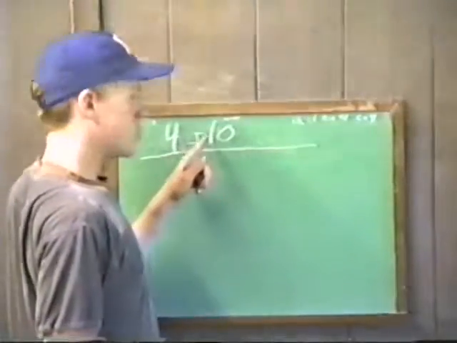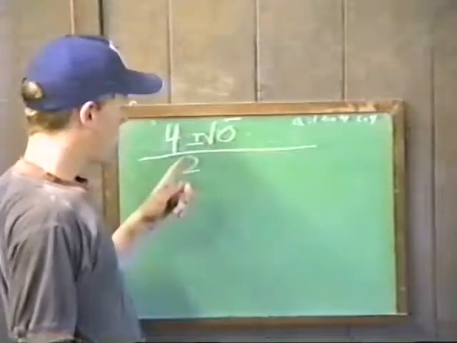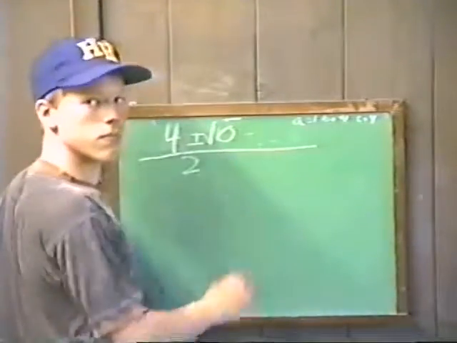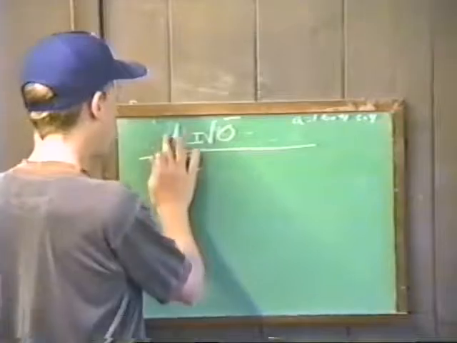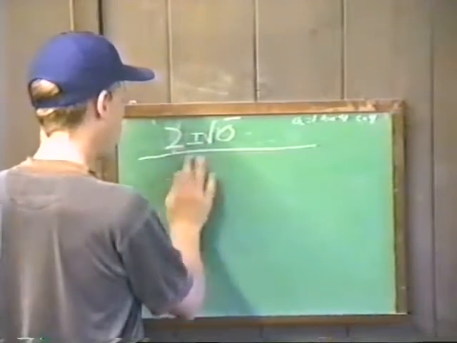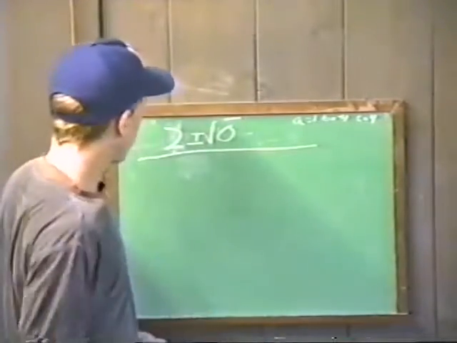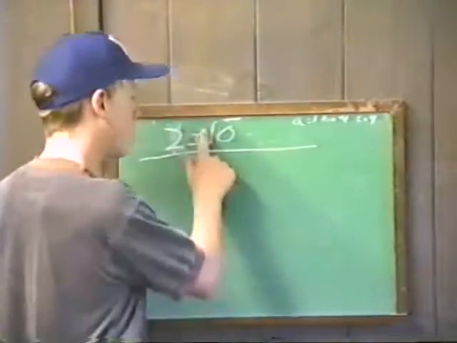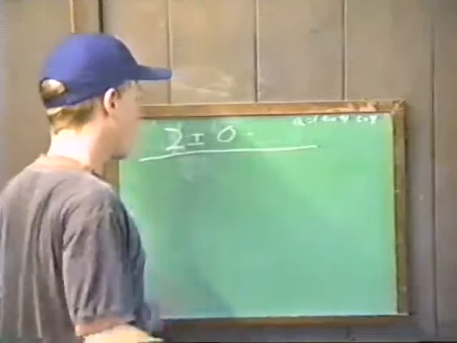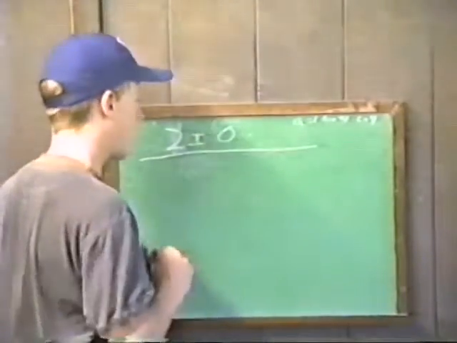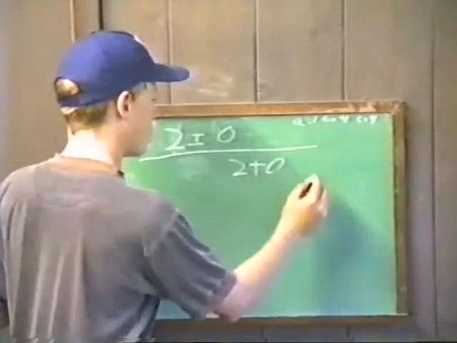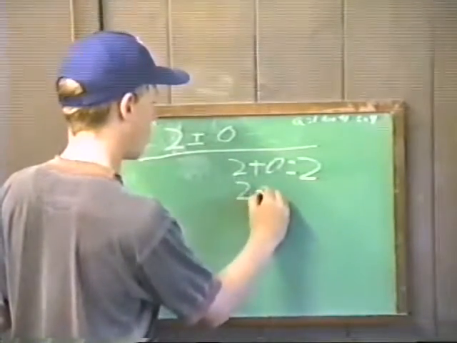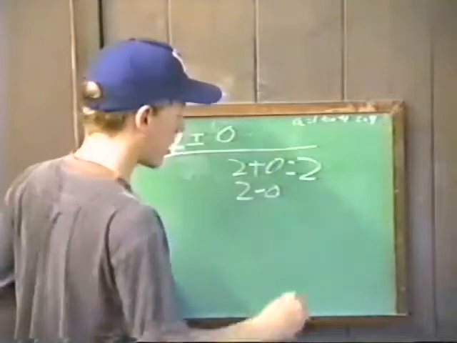4 plus and minus the square root of 0, all divided by 2. 0 divided by 2 is still 0. 4 divided by 2 changes. It is now 2. 2 plus or minus the square root of 0. What's the square root of 0? Square root of 0 is 0. So 2 plus and minus 0. 2 plus 0 is 2. And 2 minus 0 is -2.